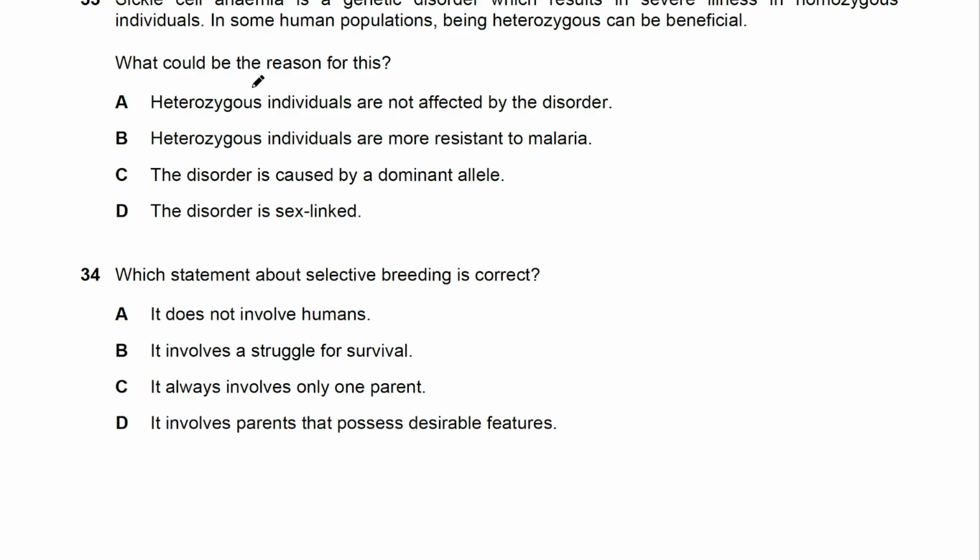Moving to question number 33. Sickle cell anemia is a genetic disorder which results in severe illness in homozygous individuals. In some human populations, being heterozygous can be beneficial. What could be the reason for this?